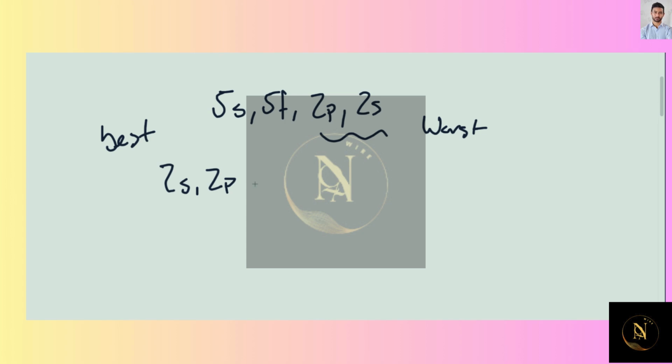Okay, now it's up to the 5s. They're both 5s, right? So they're tied in that respect, but then we look at the orbital type and we know that s has fewer angular nodes than f, right? So it's got to go 5s and then 5f.